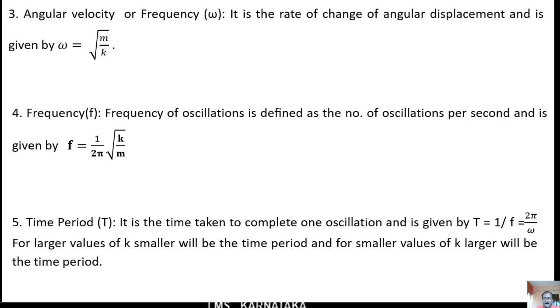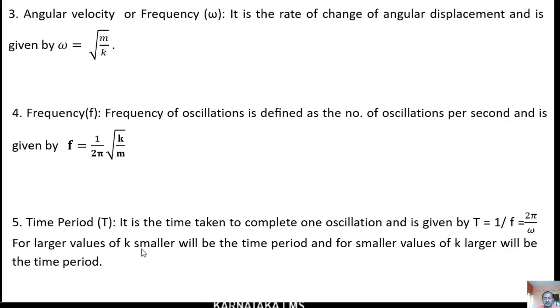Now the time period is indicated as capital T. It is the time taken to complete one oscillation, which is already explained in the previous graphical representation of simple harmonic motion. It is given by the formula T equals 1 by f, which is equal to 2 pi by omega.